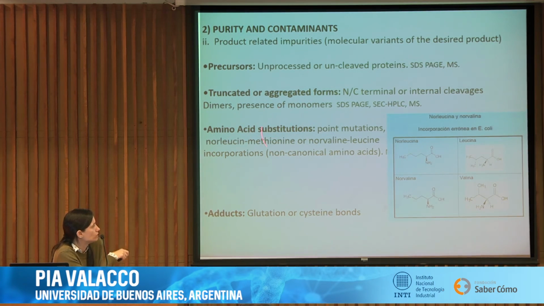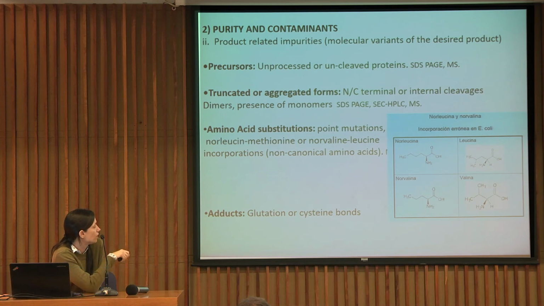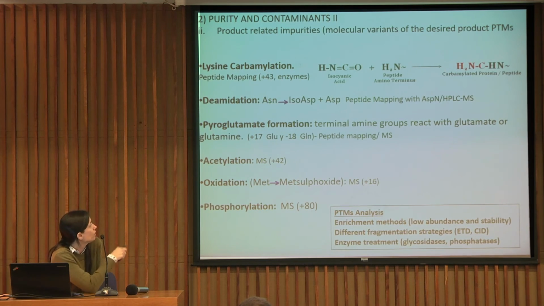You can also look for amino acid substitutions. It's very common to have point mutations, or to have norleucine incorporated instead of methionines, or norvaline instead of leucines when working with E. coli, with what Dr. Burgess explained this morning about the transfer RNAs. It's common to have adducts, glutathione or cysteine bonds that will generate a delta in the mass of the peptide, which is easy to see by mass spectrometry too.